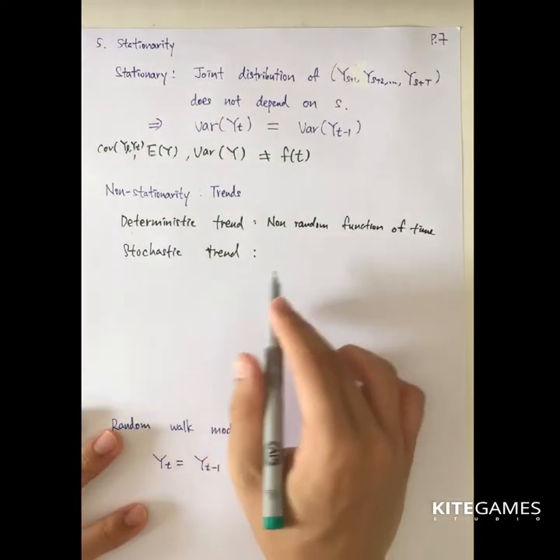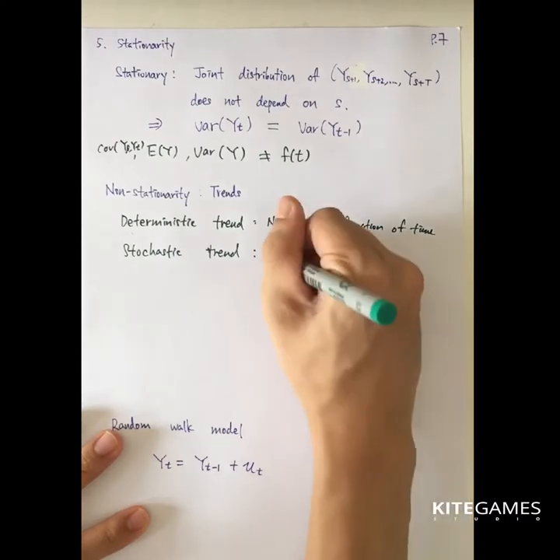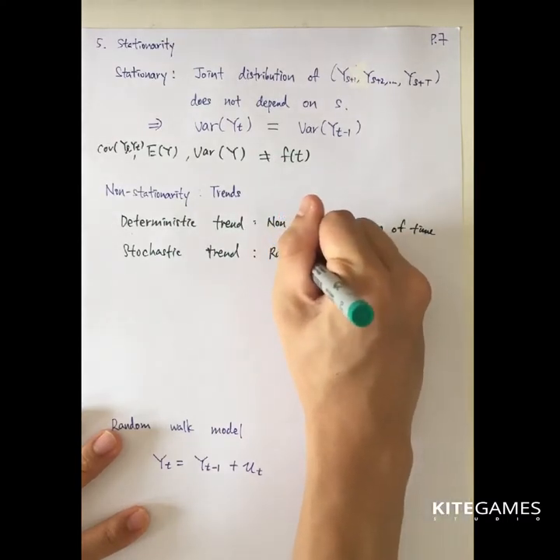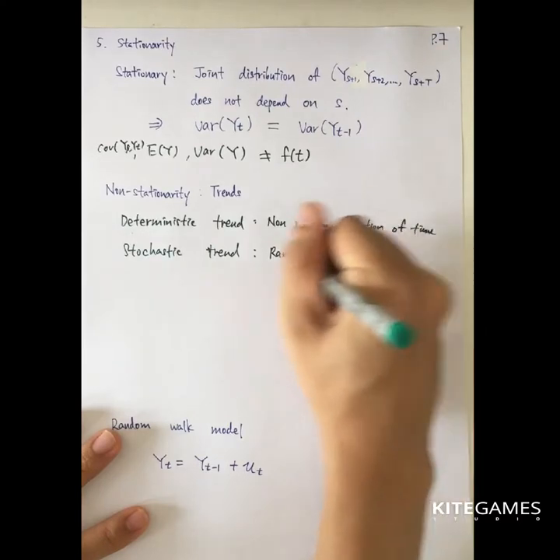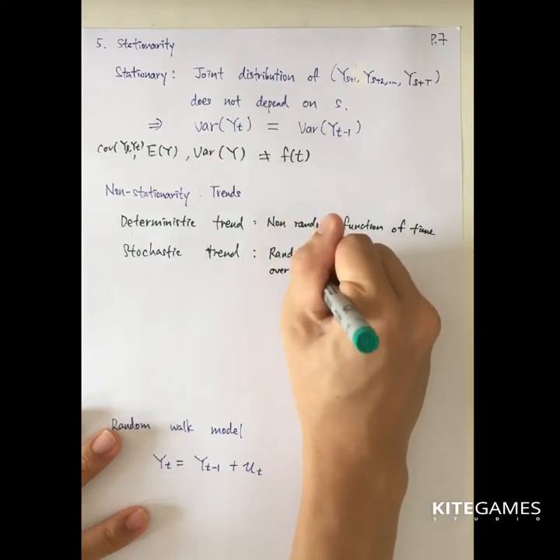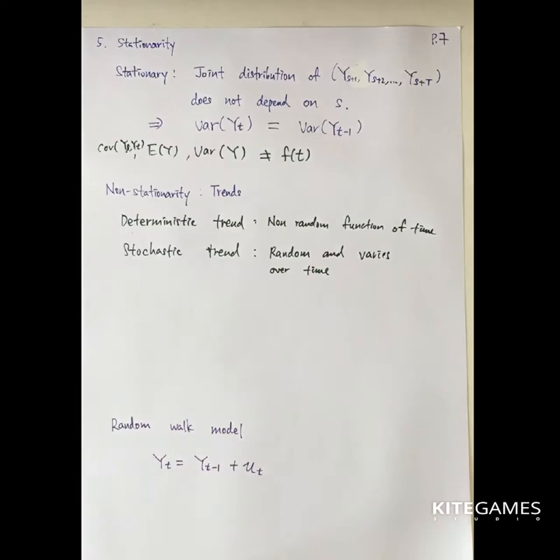For stochastic trend, in contrast, this is random and varies over time. Most of the variables that economics studies have stochastic trends. The inflation rate and unemployment rates may be in some sense random, so you cannot predict next year's inflation rate easily.